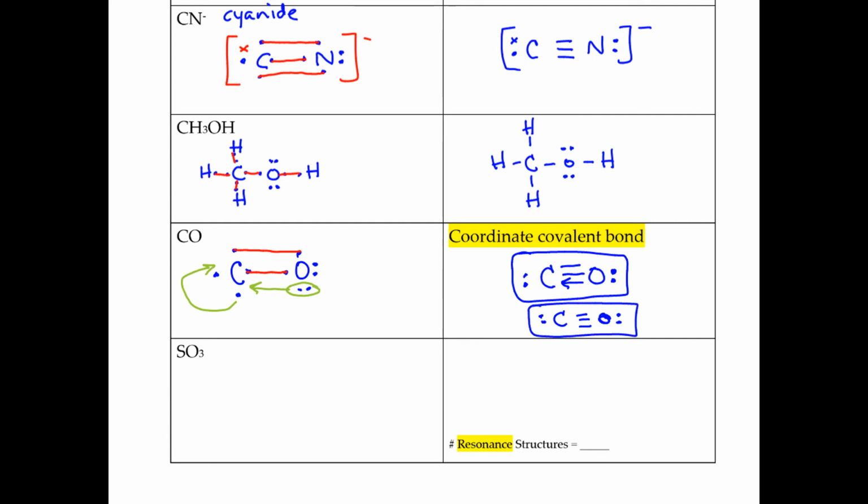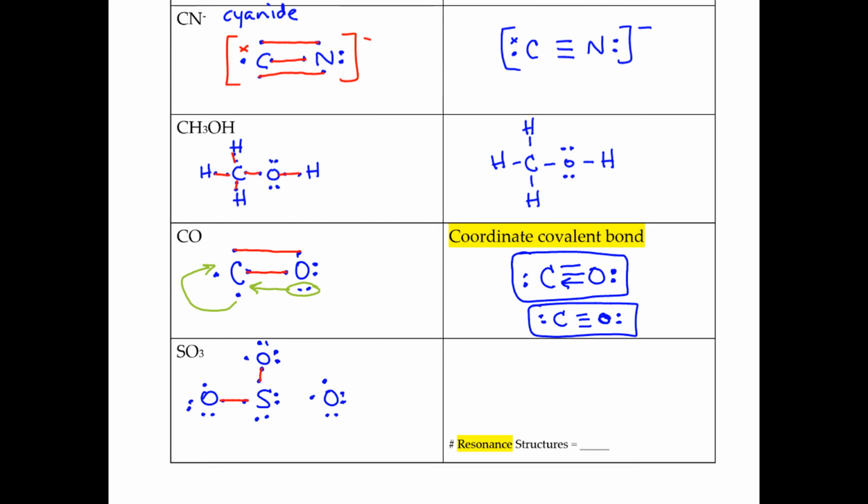Okay, let's try SO3. So here's S. We have an O and an O and an O. So S has 6 valence electrons. O also has 6 valence electrons. And this O has 6 valence electrons. And this O has 6 valence electrons. So we're going to try to connect the singles. So I could connect here, and I could try connecting here, but now I'm really going to be stuck.